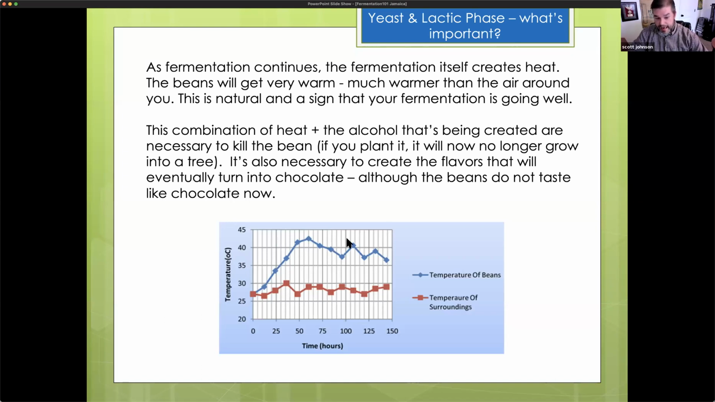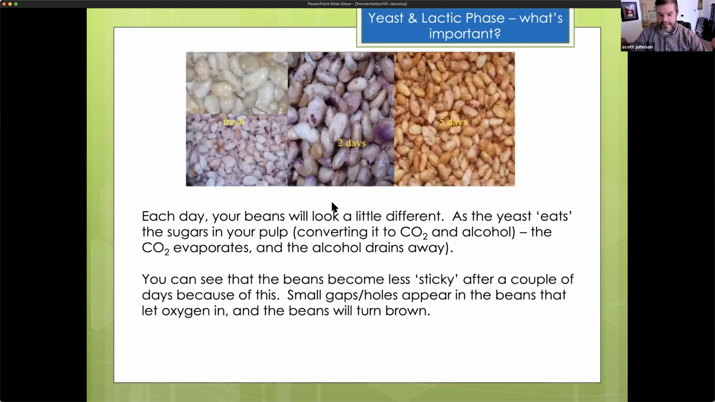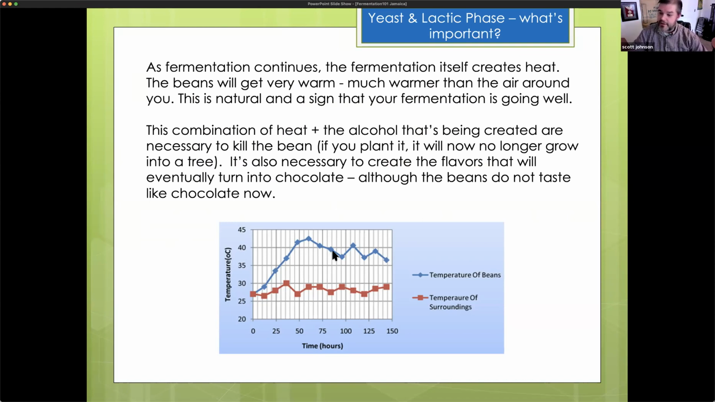Because this goes up and down and up and down, this temperature profile tells me something about how the beans are being treated. Each time it goes up, I can tell that somebody did what's called turning the beans, mixing them up. The reason for turning your beans is that it injects fresh oxygen into your mix to create the acetic acid phase of your fermentation.